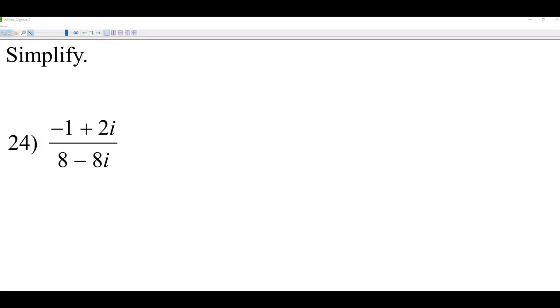This is a similar problem, but the top is a little bit more complicated to work with because it's not just a number this time on the top. It's also a complex number like the bottom. So we still want to get rid of that complex number on the bottom, so we're going to multiply by the conjugate again, just like we did on the last problem.